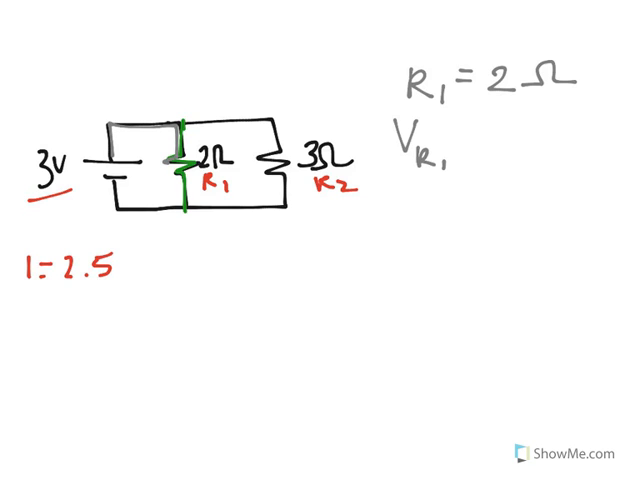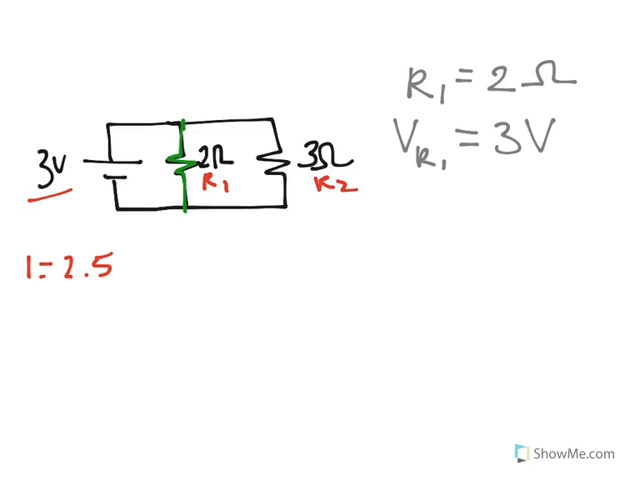So since this is a complete loop that includes the battery, we know that the voltage of this loop needs to be 3 volts. So we've got 3 volts from the battery, and then this is the only resistor in that small loop, which means that it must have a voltage across it of 3 volts. That's the only way that the voltage could start off at 3 here, drop, and then end up at 0 here. So based on that rule, we know that the voltage across resistor 1 is 3 volts.